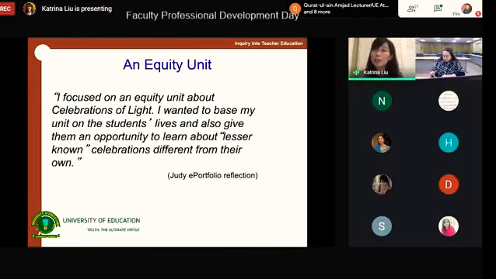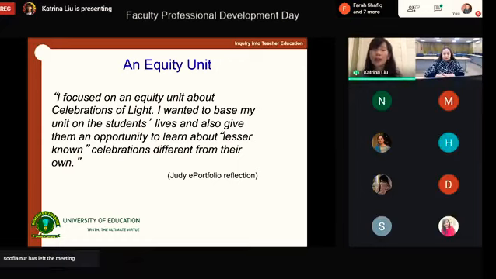In order to teach this unit, she invited multiple community members to guest teach in her classroom, including a Jewish father to teach about Hanukkah, an African American teacher from the community to teach about the Kwanzaa celebration, and a Chinese speaker to talk about the Chinese winter solstice celebration. So she integrated the ideas of community-based teaching by integrating community resources, inviting community members into her classroom.